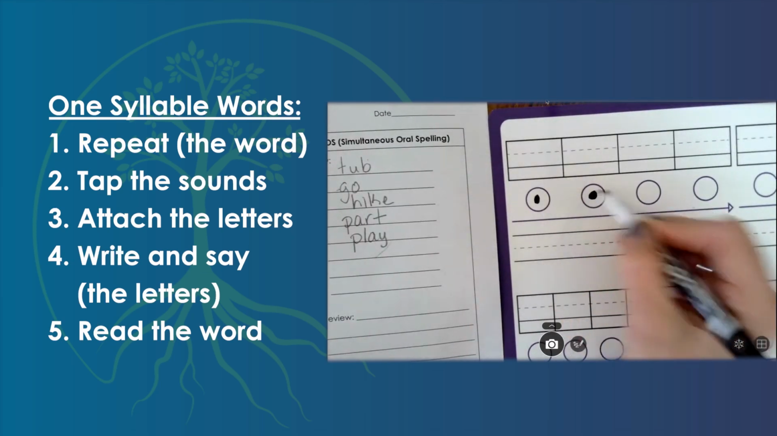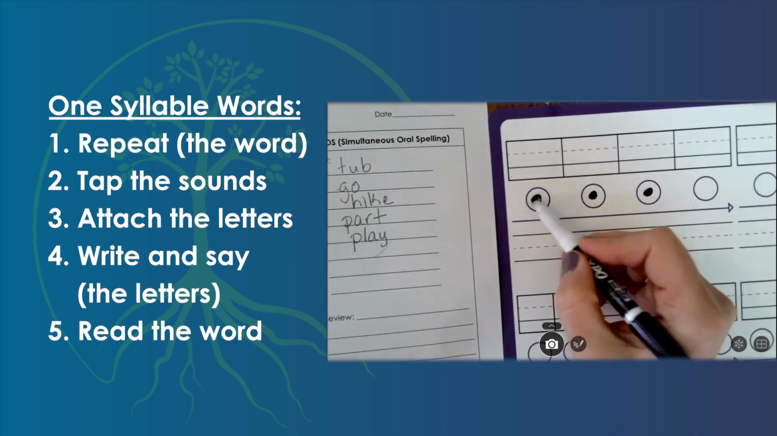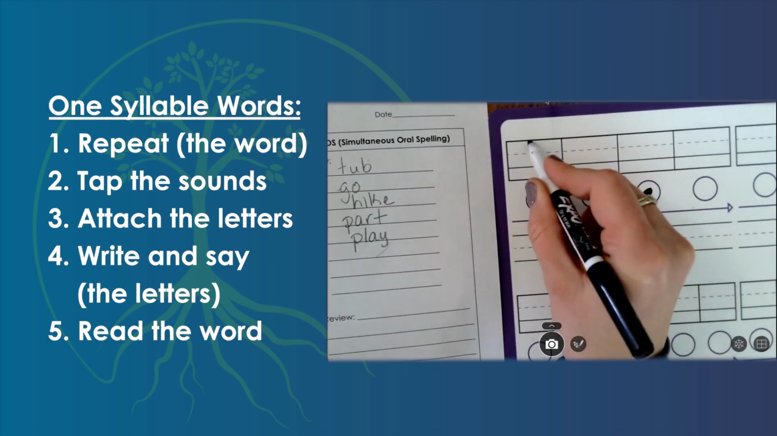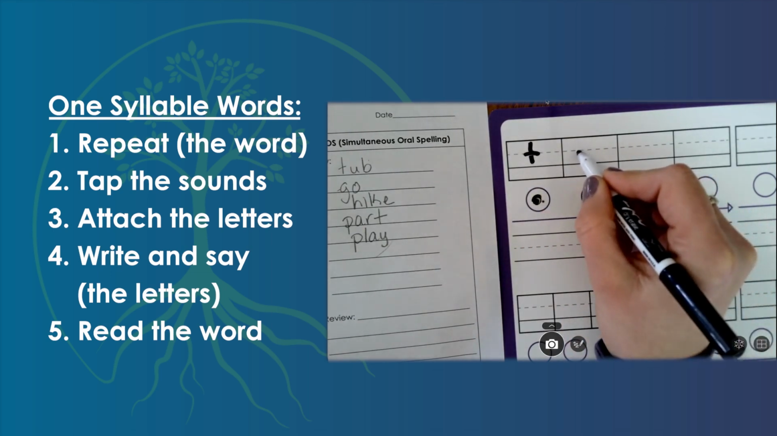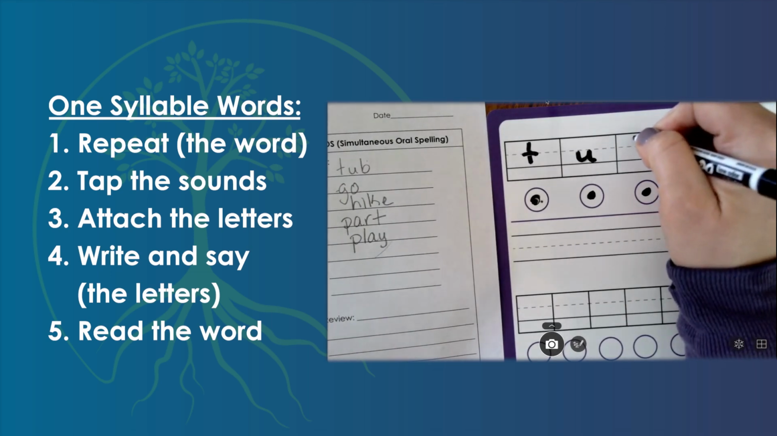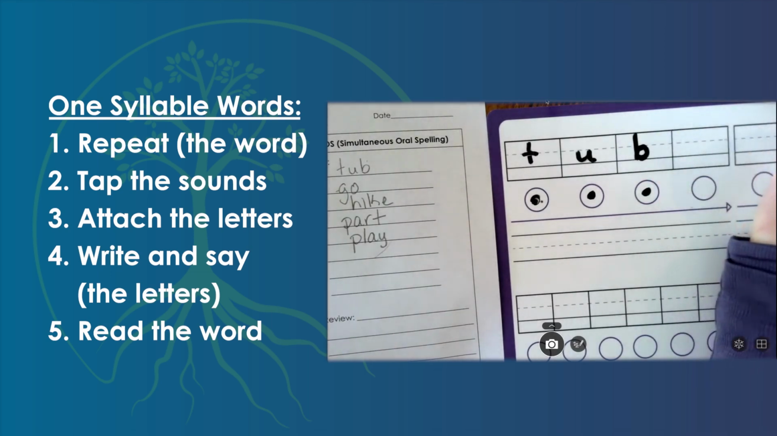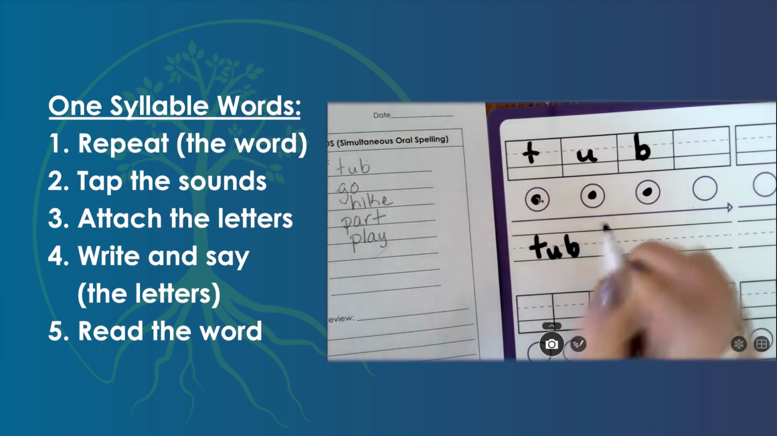T, u, b. And then you can guide them if they need help. What spells this first sound? T, T, right? And say T. What spells this second sound? U, right? And say U. What spells this third sound? B, B, right? And say B. And then they would rewrite the word below and read it, tub.